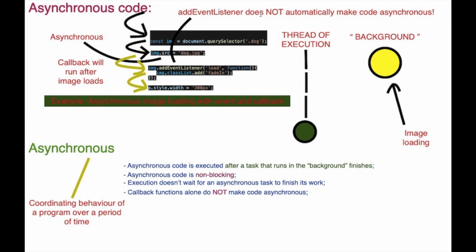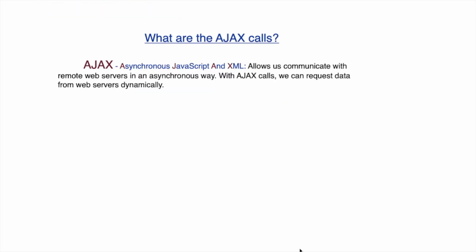So what matters is the asynchronous behavior of a task, like running a timer or loading an image. And there are more examples of asynchronous behavior in JavaScript, like the geolocation API or AJAX calls. And AJAX calls are probably the most important use case of asynchronous JavaScript. So let's see what AJAX is all about. It stands for Asynchronous JavaScript and XML, and basically it allows us to communicate with remote servers in an asynchronous way. In practice, we make an AJAX call in our code in order to request some data from a web server dynamically.